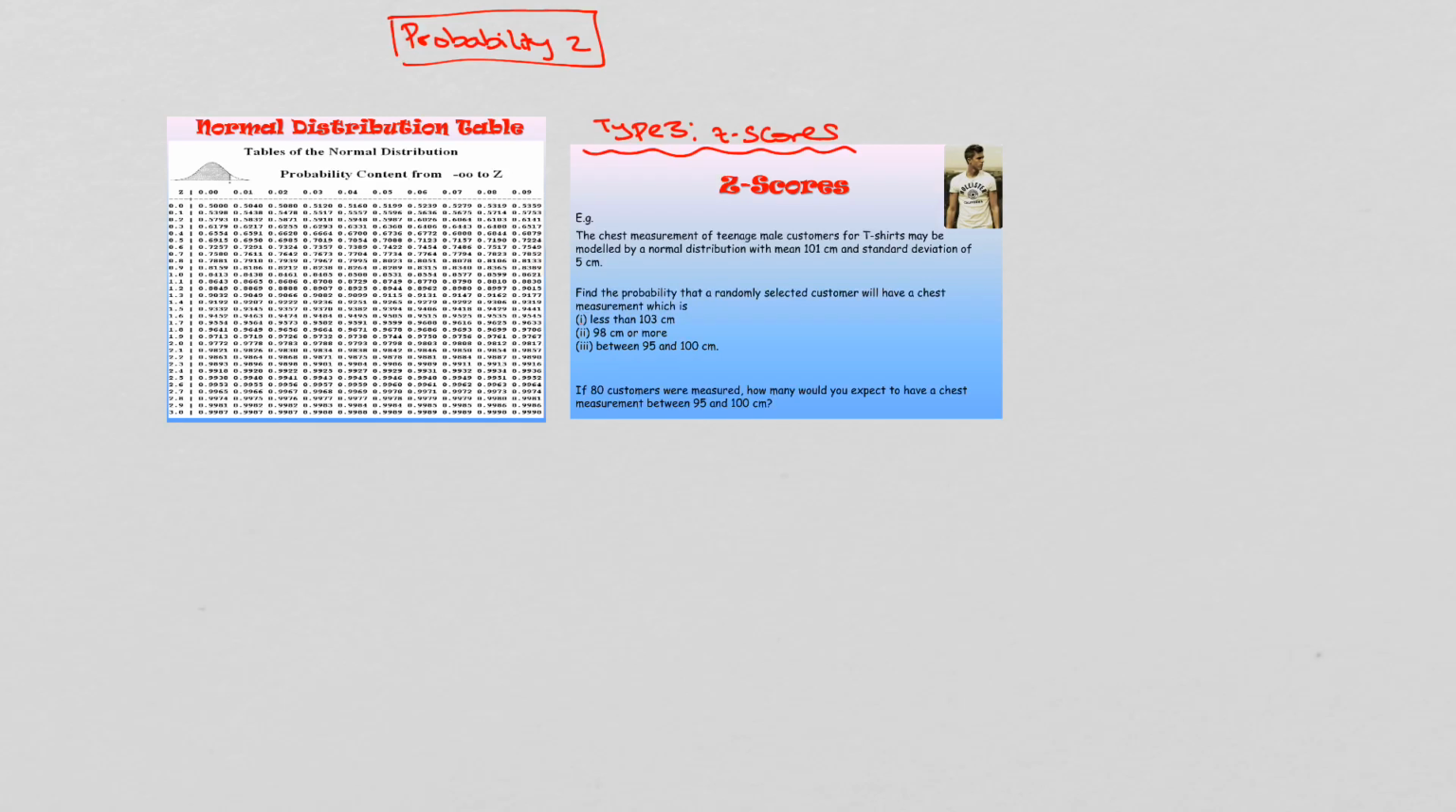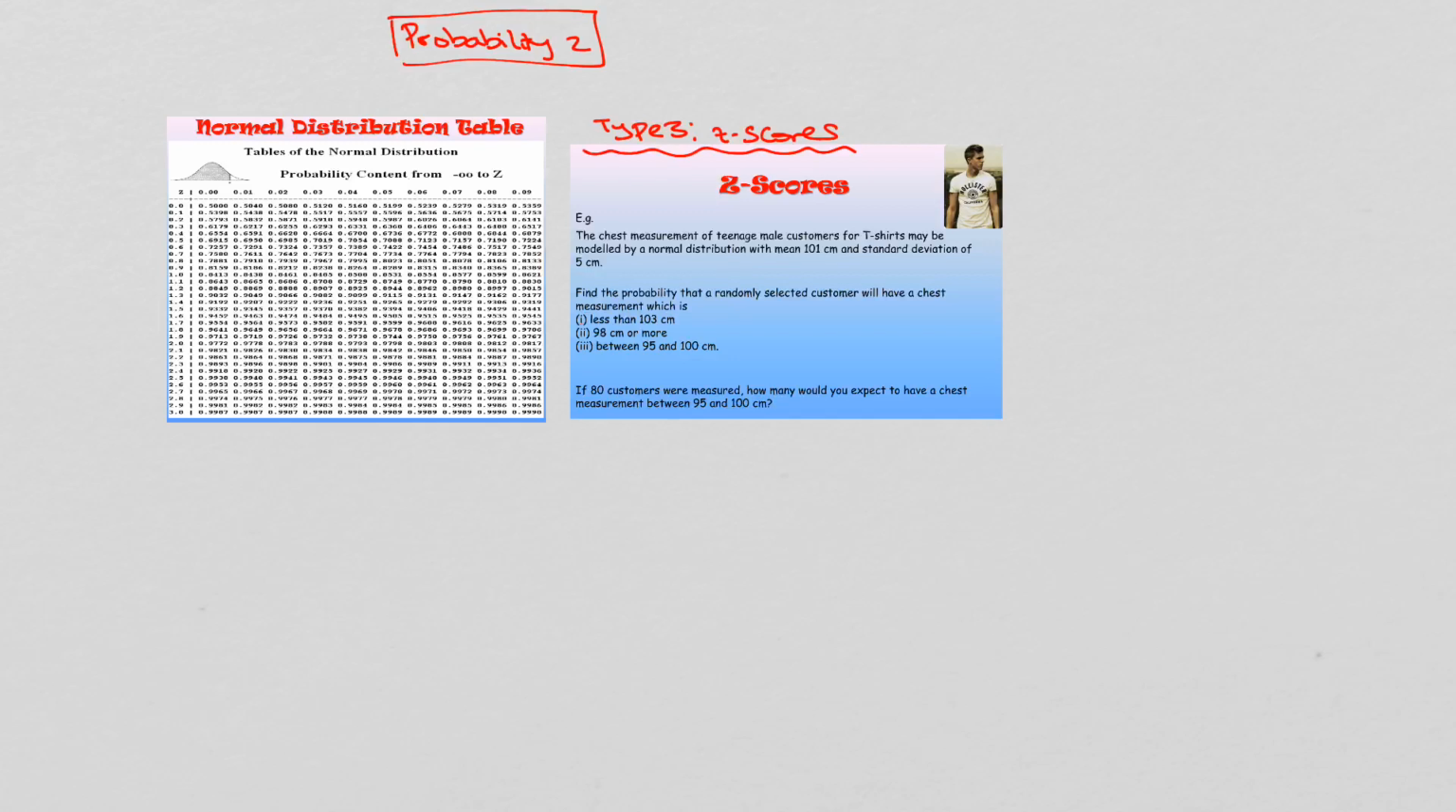So normal distribution table, type 3, z-scores. In these questions, we're basically applying what we've done with our normal distribution tables and putting it into context. We're given x values, which then have to be converted into z values, which we can then use the normal distribution table to work out the probability of getting certain values.